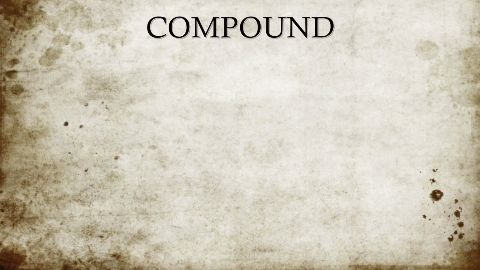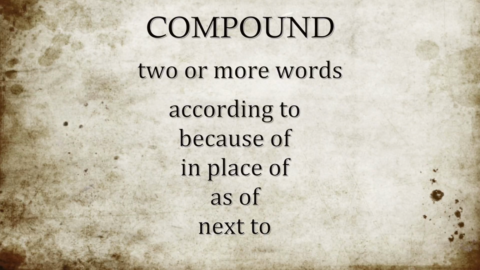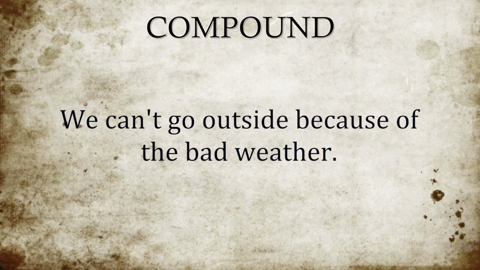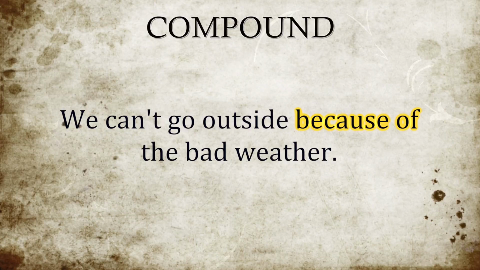Compound prepositions are very similar to simple. Compound simply means there are 2 or more words. Some of these include according to, because of, in place of, as of, and next to. Here's a sentence with a compound preposition. If I say, we can't go outside because of the bad weather, again, we need to identify the nouns. Outside is a noun and weather is a noun. So what's the relationship between those 2 nouns? We can't go outside due to the bad weather. So because of would be our compound preposition.